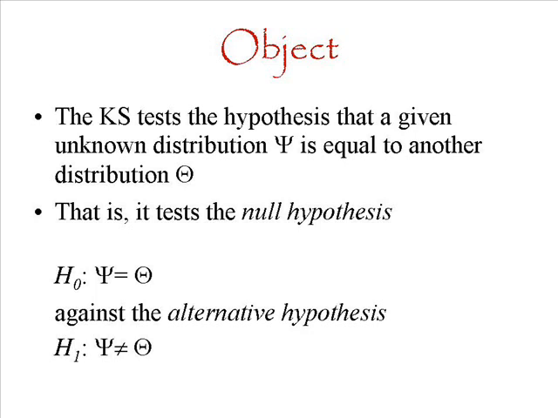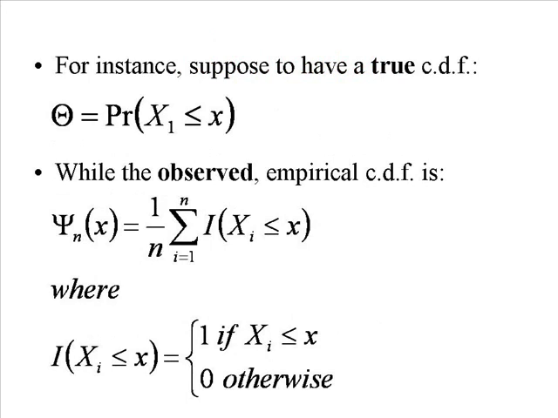For instance, suppose we have a true cumulative density function, capital omega, which represents the probability that a given random variable, capital X1, is lower or equal to a given value x, while the observed empirical cumulative density function is a sequence, capital psi n of x, which is equal to this expression, where capital I represents an indicator function which can assume only two possible values: one, if capital Xi is lower or equal to a given value x, or 0 otherwise.